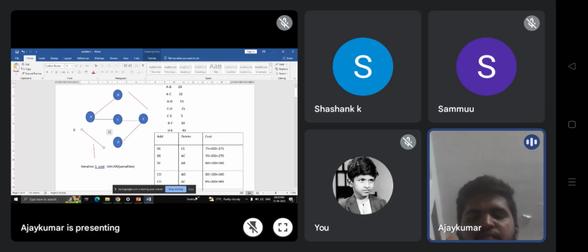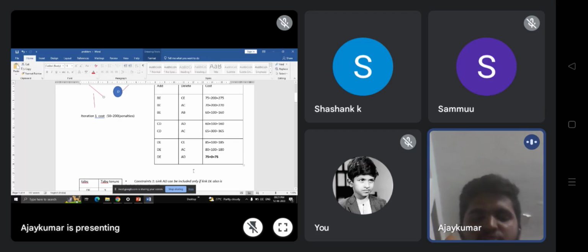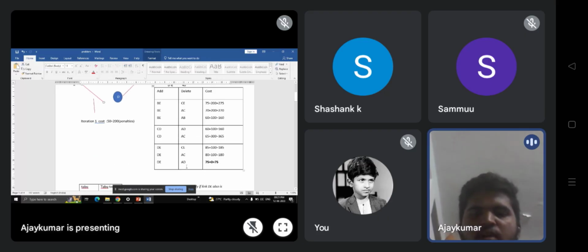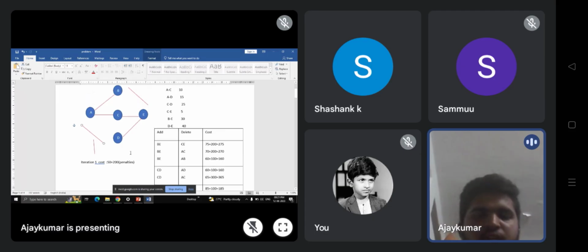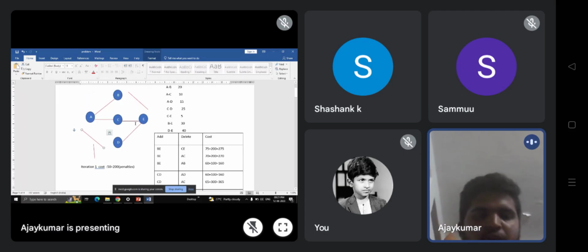Among all these candidate solutions, we need to choose the best one. The problem is minimizing, so we choose 75 as our solution. That is adding DE and deleting AD. Adding DE and deleting AD can be done.